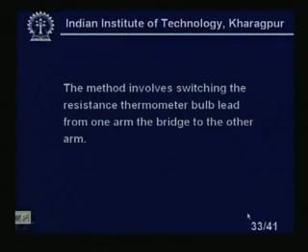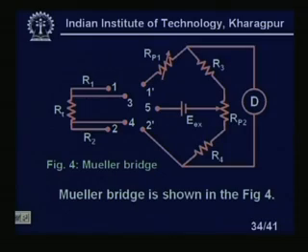Let us look at the method. It involves switching the resistance thermometer bulb leads from one arm of the bridge to the other arm of the bridge. We will see how it can be done. You see, this is our Muller bridge, shown in figure 4. You can see these are our 4 lead wires.